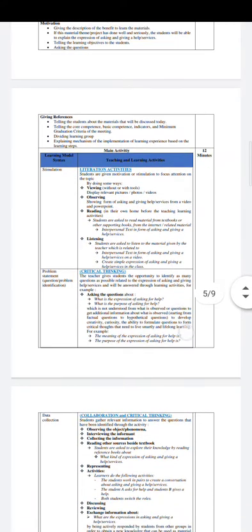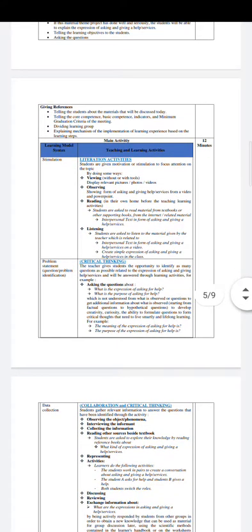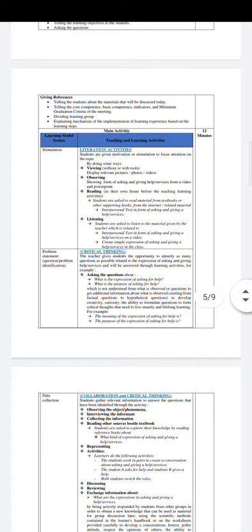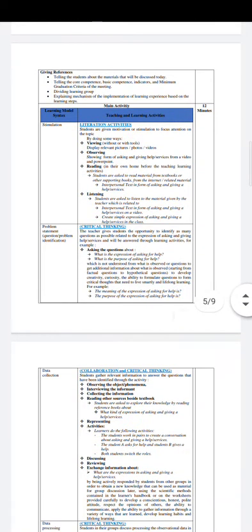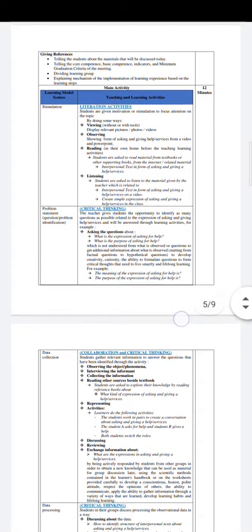And also in the main activity, there will be teaching and learning activities, stimulation. As you can see, students are given motivation or stimulation to focus attention on the topic by doing some viewing, observing, reading, listening, and others. I think that is the literacy activities. You can see it from my lesson plan. It will take about 12 minutes.